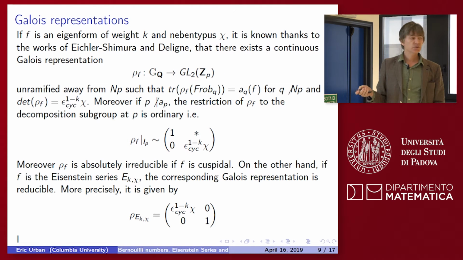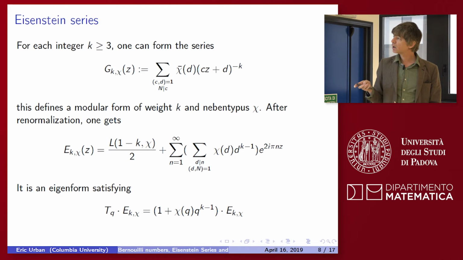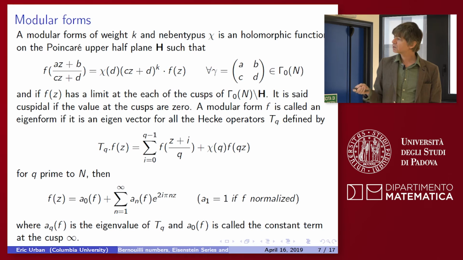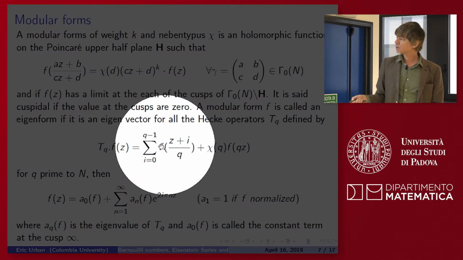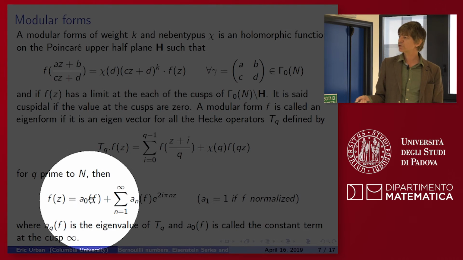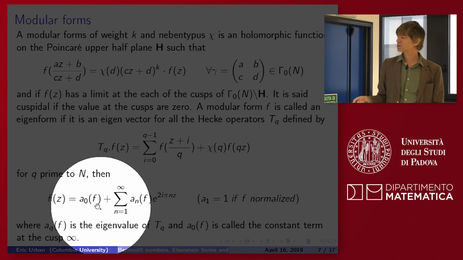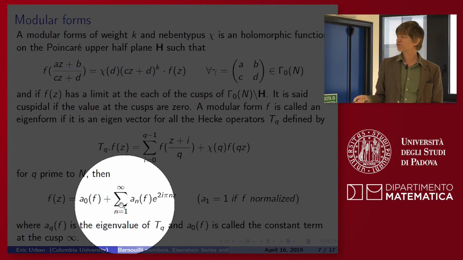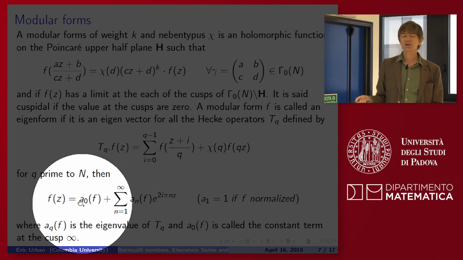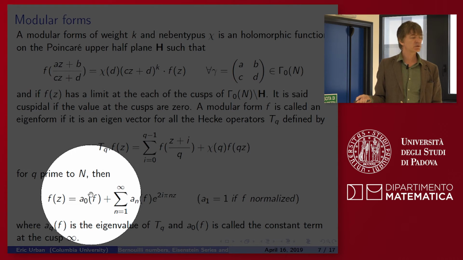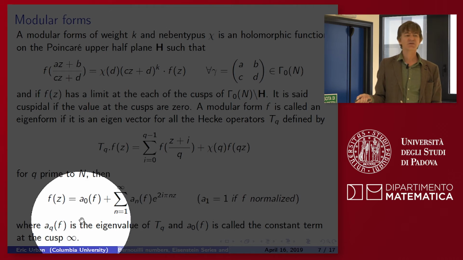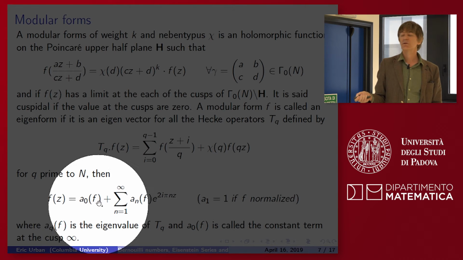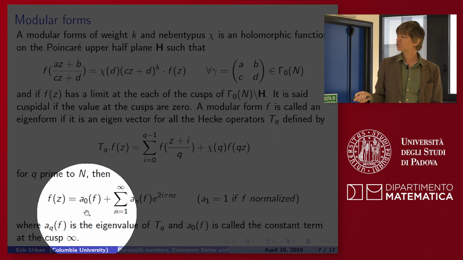So you see, I explained that when you look at the Fourier expansion of a modular form, an eigenform which is normalized, then these coefficients a0, a1 here are algebraic integers. Therefore, it makes sense to say that they are divisible by prime numbers or prime ideals of a number field.